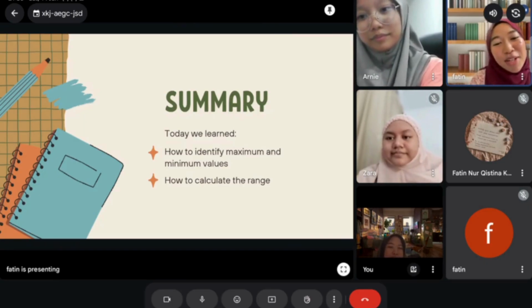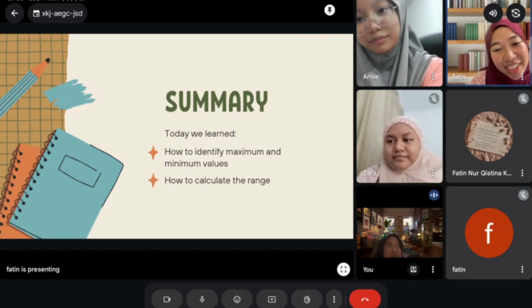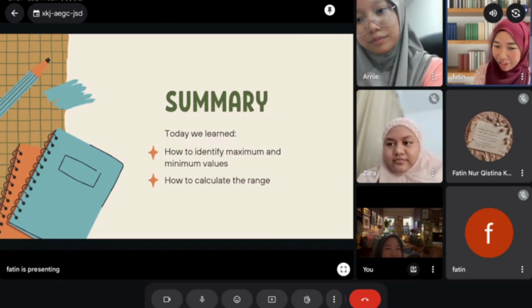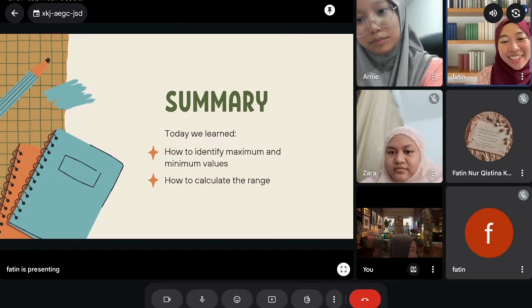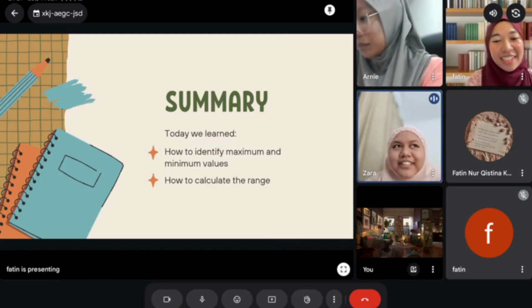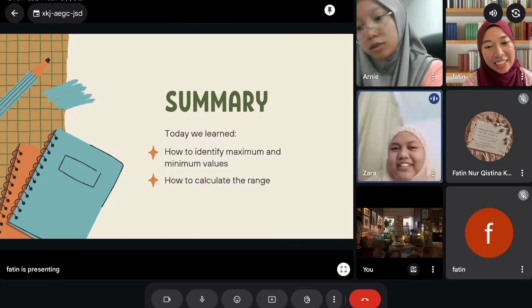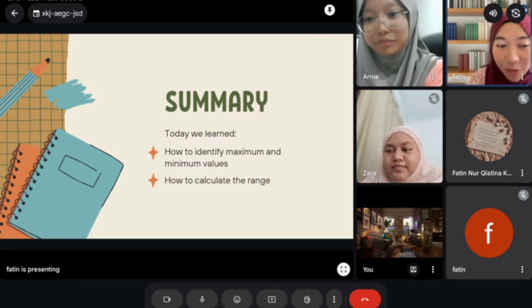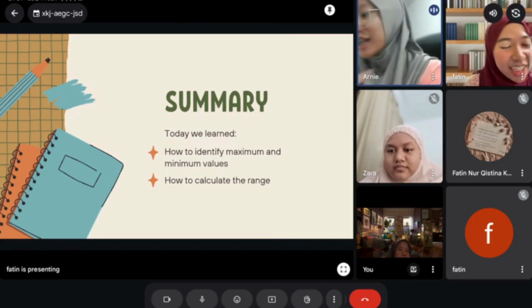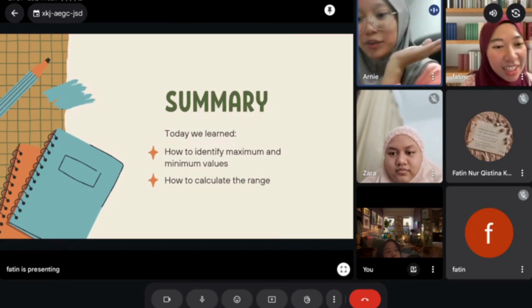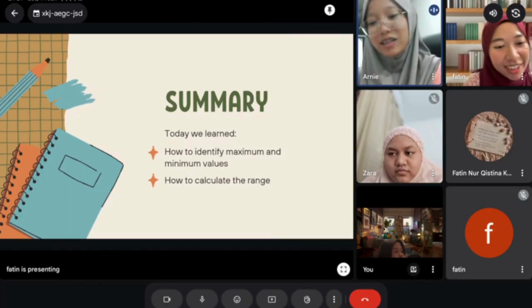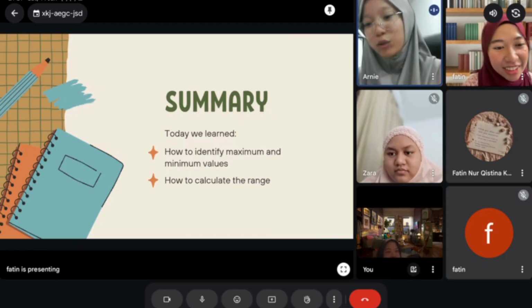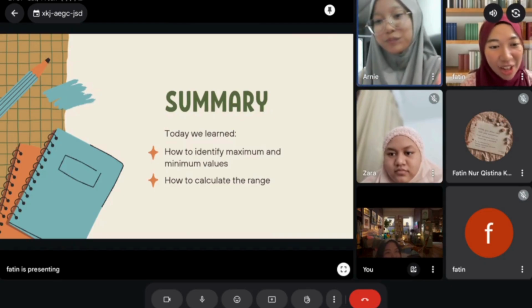Okay, Fatin, what is the minimum value? The minimum value is the lowest number in the set of data. Okay, good. And next one is Zara. What is the maximum value? The maximum value is the highest number in a set of data. Okay, good. So Arnie, what is range and what is the formula of range? Range is a way to measure how spread out the numbers are in a set of data, and the formula for it is maximum value subtract the minimum value.